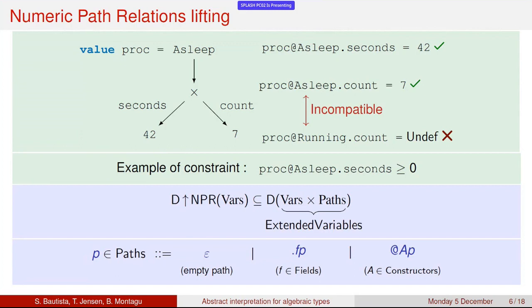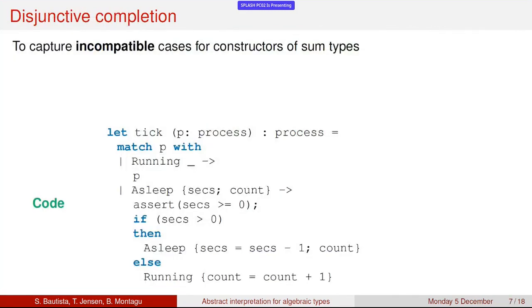So, for example, proc at sleep.count and proc at running.count, there is no value for which these two extended variables make sense at the same time, because a structured value is either built with a constructor asleep or constructor running, but it cannot be built with the two of them. And so, since the extended variables can be incompatible between them, we need to take a disjunctive completion when we want to talk about incompatible extended variables.